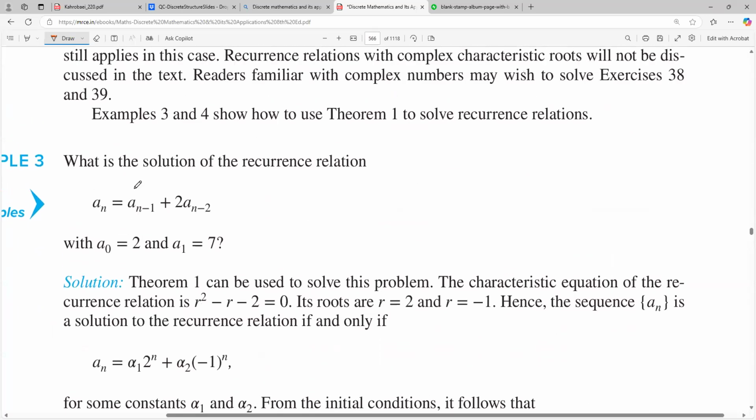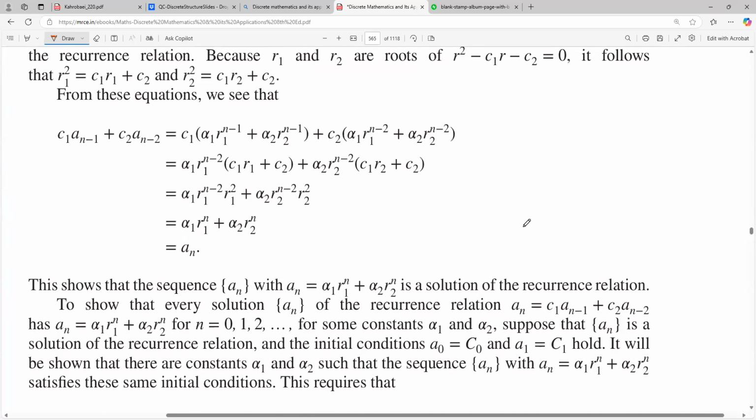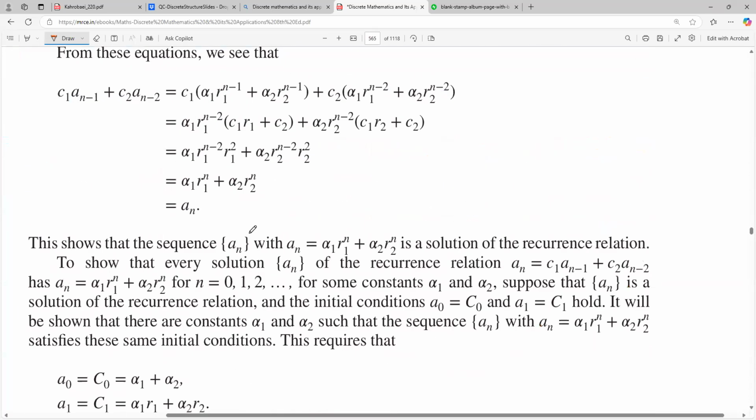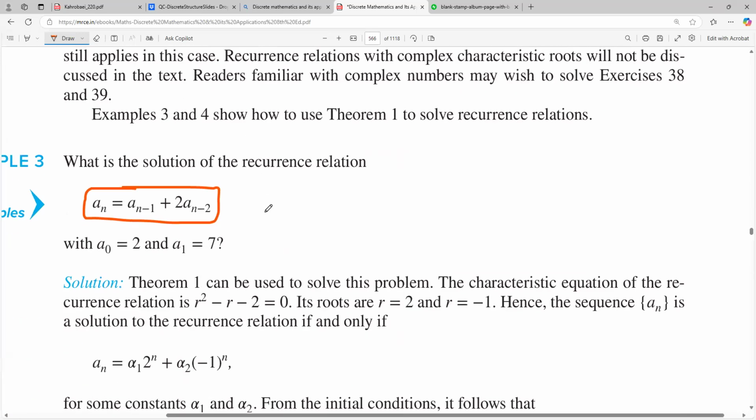Does anyone have any questions so far about this? This is the whole idea, and remember, this is for if there's two distinct roots, which we'll show right here. Maybe an example will help.